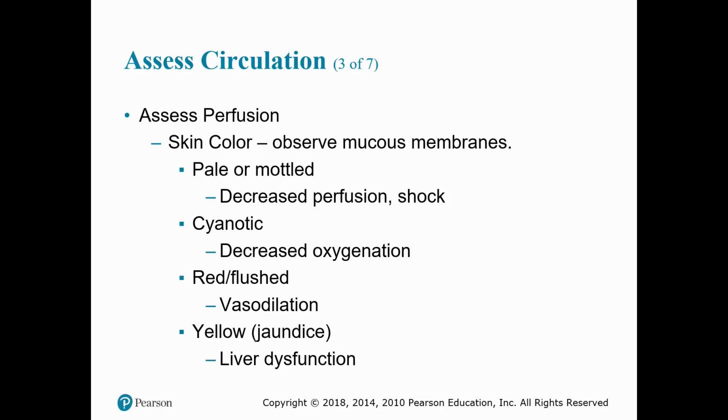Hemoglobin and red blood cells change color when they're starved of oxygen, thus giving the skin of a hypoxic patient its bluish cyanotic tint. So when we're checking skin color, we want to look at the mucous membranes. Make note if they're pale or mottled. That can indicate decreased perfusion and shock. If they're cyanotic, like I mentioned, it's an indication of decreased oxygenation to the tissues. If they're red or flushed, the vessels have dilated, and if they're yellow, we have a liver dysfunction there. These are all things you want to note in your assessment.